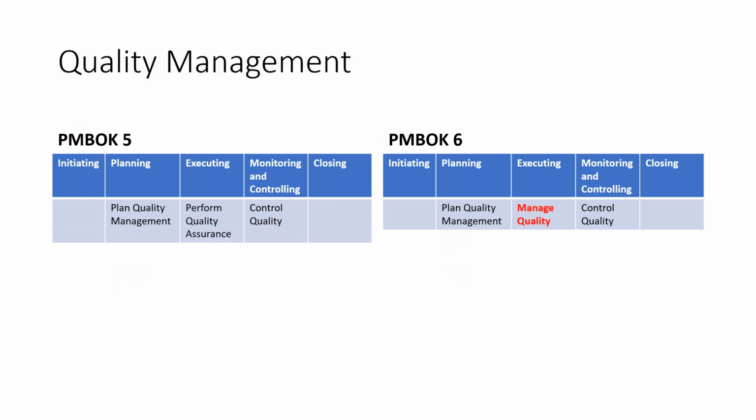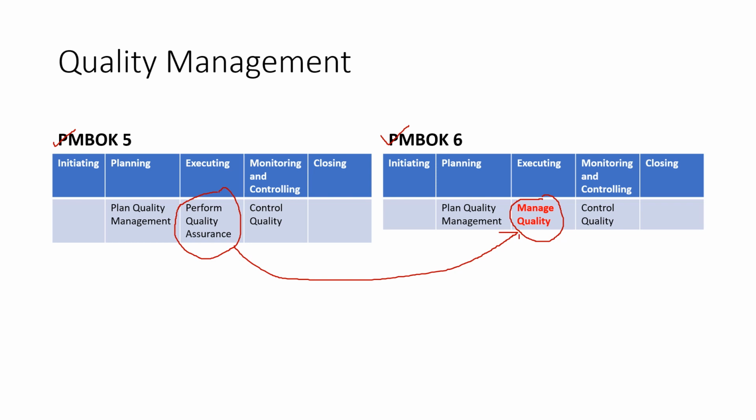Now, quality management. So there's certain changes here, right? Just one to be precise. In PMBOK 5, we had three processes. It's the same for PMBOK 6 as well. The one change that you see here is a change of name in one of the processes. So perform quality assurance is now known as manage quality in PMBOK 6.